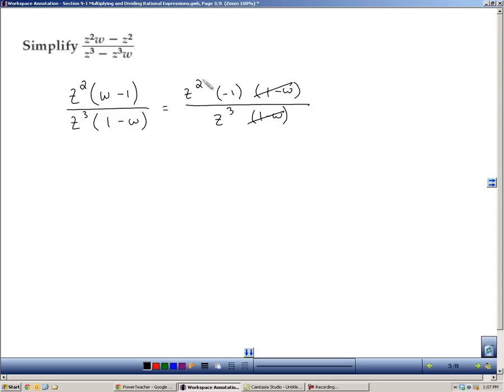As far as the z's go, I can cancel 2 of them here and 1 of them there, leaving a negative 1 over z. You could write that as negative 1 over z. Either way is fine. But this idea of pulling out a negative 1, to get two binomials to match is a useful tool.